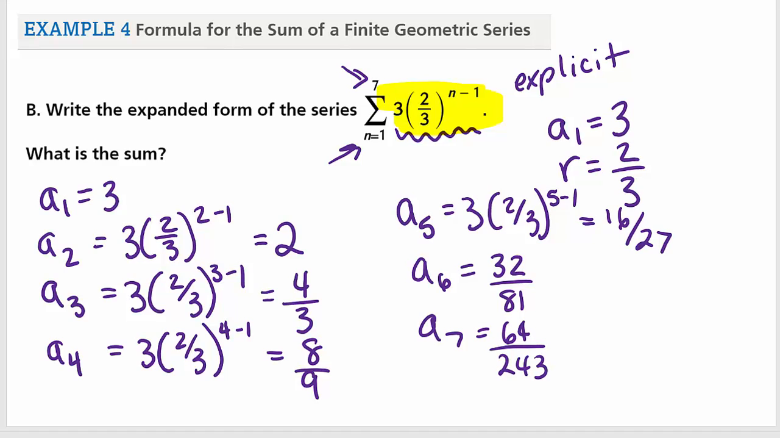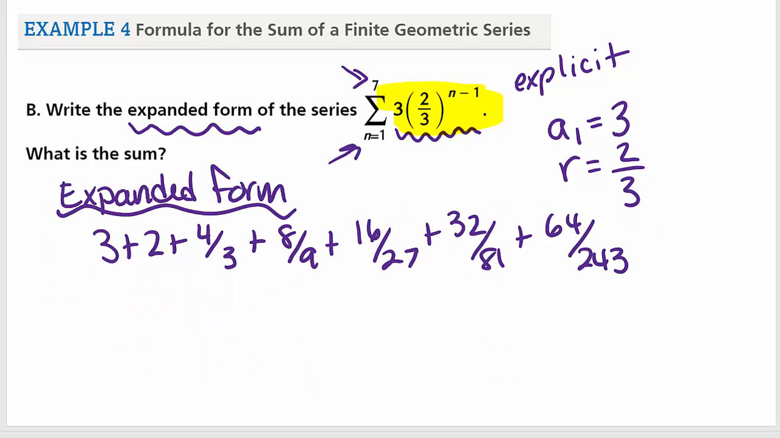So if we're going to actually find the sum, I don't want you just to add these numbers together. The reason why we found all of these numbers is because the question's asking us to write this in expanded form. So here is our expanded form, and now we're going to use our finite geometric series formula to actually find the sum.